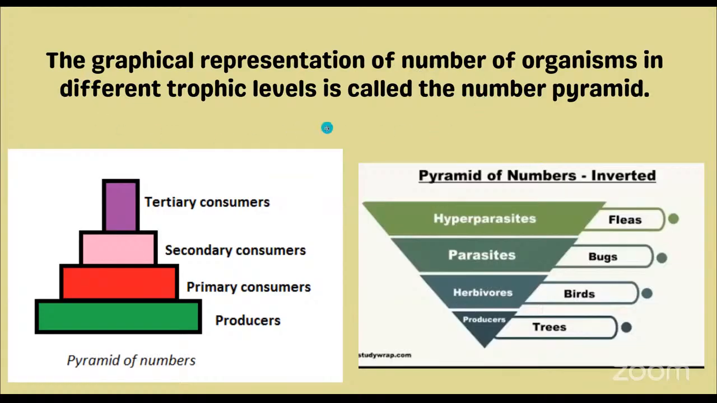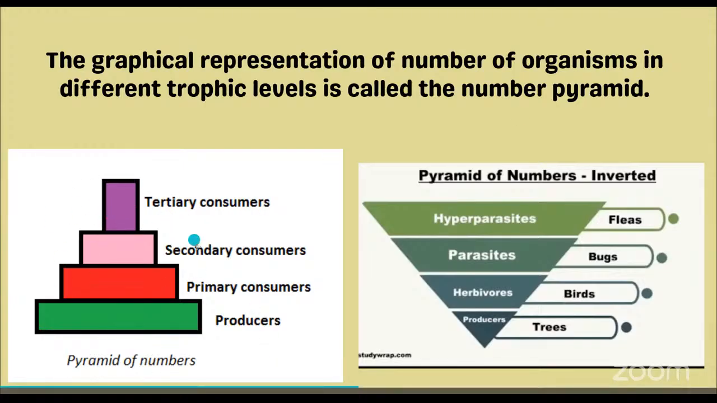So this is an example for the number pyramid. I'm sorry, I forgot to put the topic here. Anyways, the graphical representation of the number of organisms in different trophic levels is called the number pyramid. So whatever represents the number of organisms belongs to the number pyramid. So you can see in normal conditions.